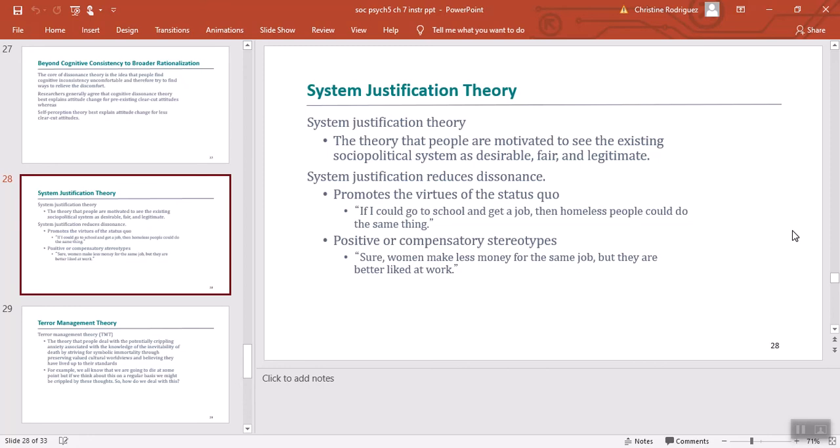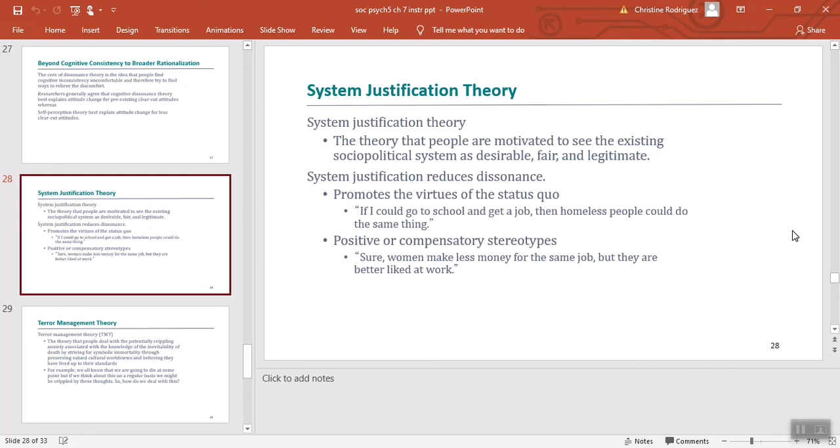So, for example, if they're looking at a homeless person, they're much more likely to think, well, I could go to school, I went out and got a job, I work hard every day, and homeless people could do the same thing. They're just lazy and they won't do it. The system as it is is fair. Everybody has an opportunity to get an education, to get a job, to move up in the world.